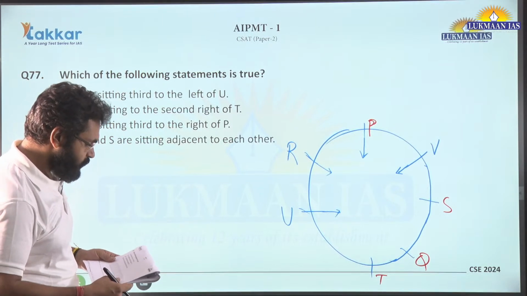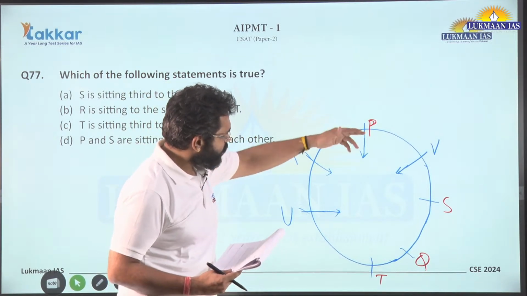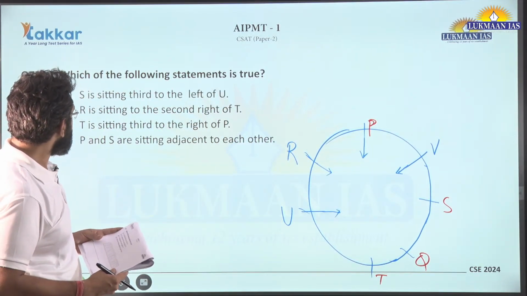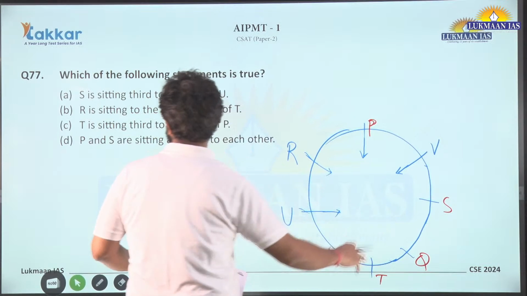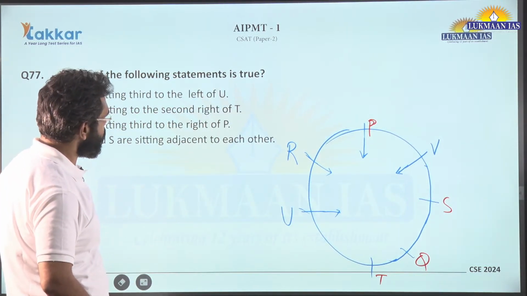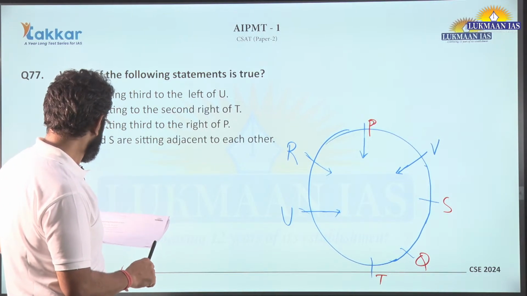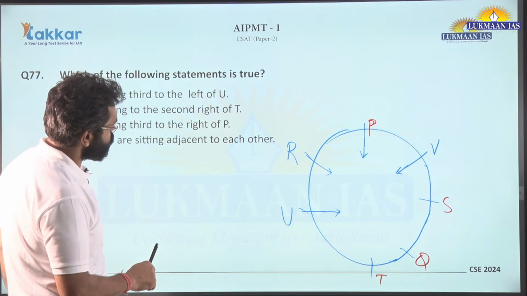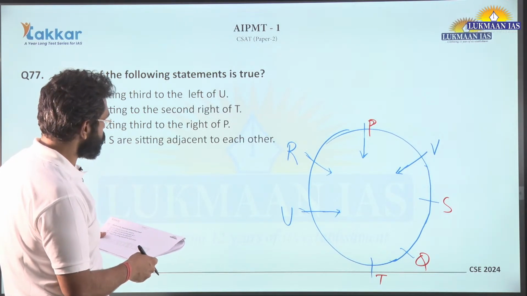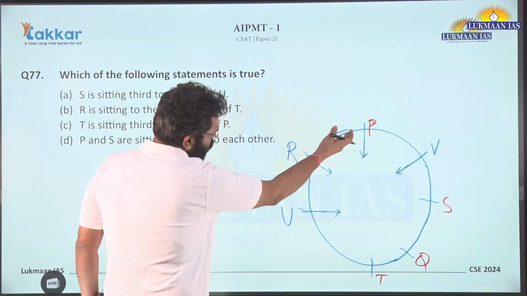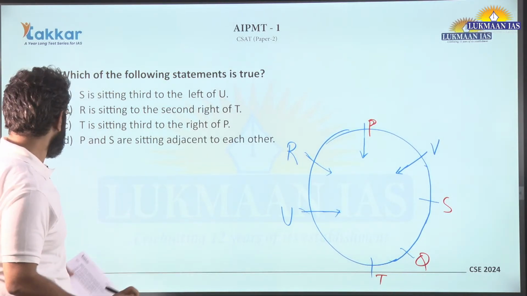Question 77. Which of the following statements is true? S is sitting third to the left of U. U's left 1, 2, 3, no, incorrect. R is sitting second to the right of T. T's right first, second S, no, this is also incorrect. T is sitting third to the right of P. P's right 1, 2, 3. P is sitting third to the right of T. Option C is the right answer.